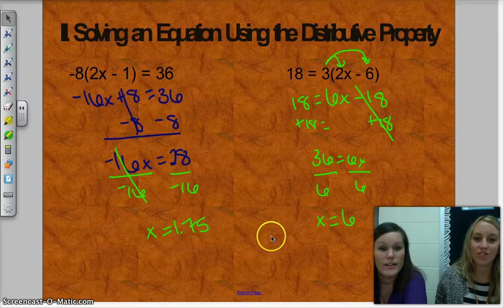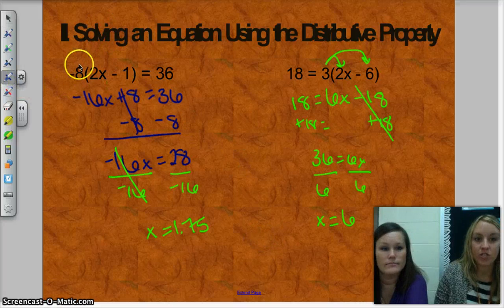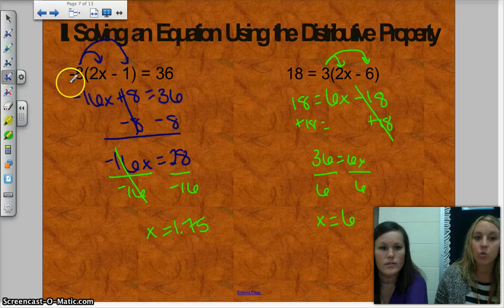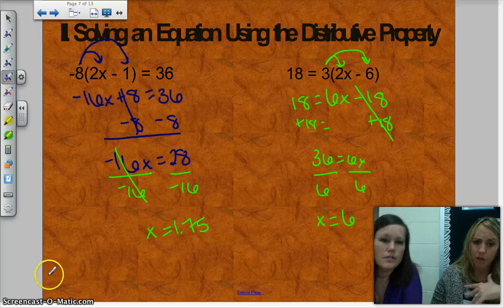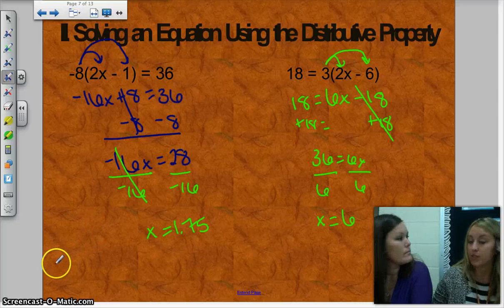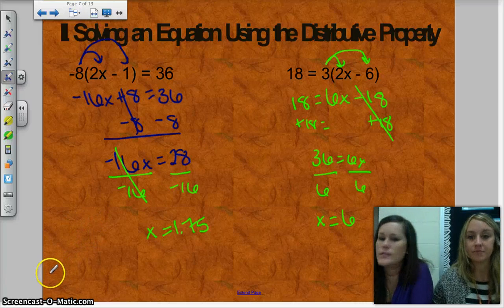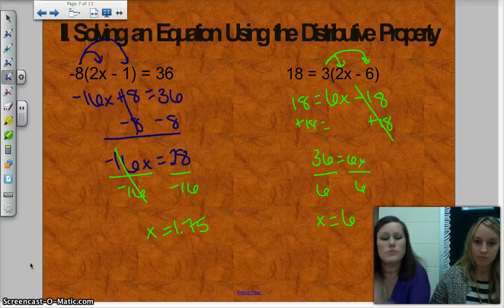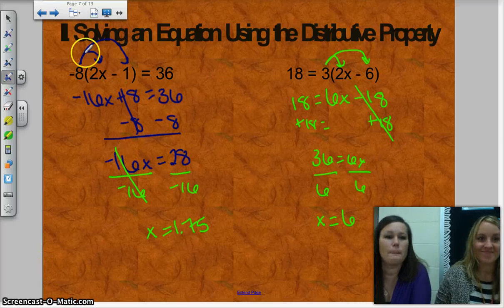Okay, so we solved these two out. The first one, we just distributed the -8 to the 2x and to the -1. So when you do that, guys, this does become a positive 8 right there. Solve through it, and we get x is 1.75. And then the next one, same thing. Distributive property, solve it out, x equals 6. All right.